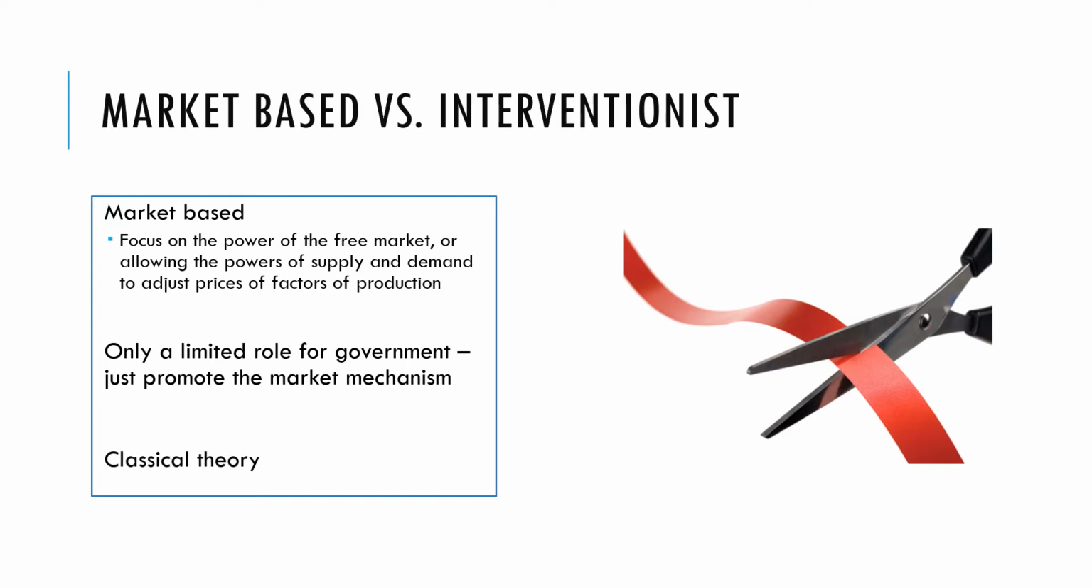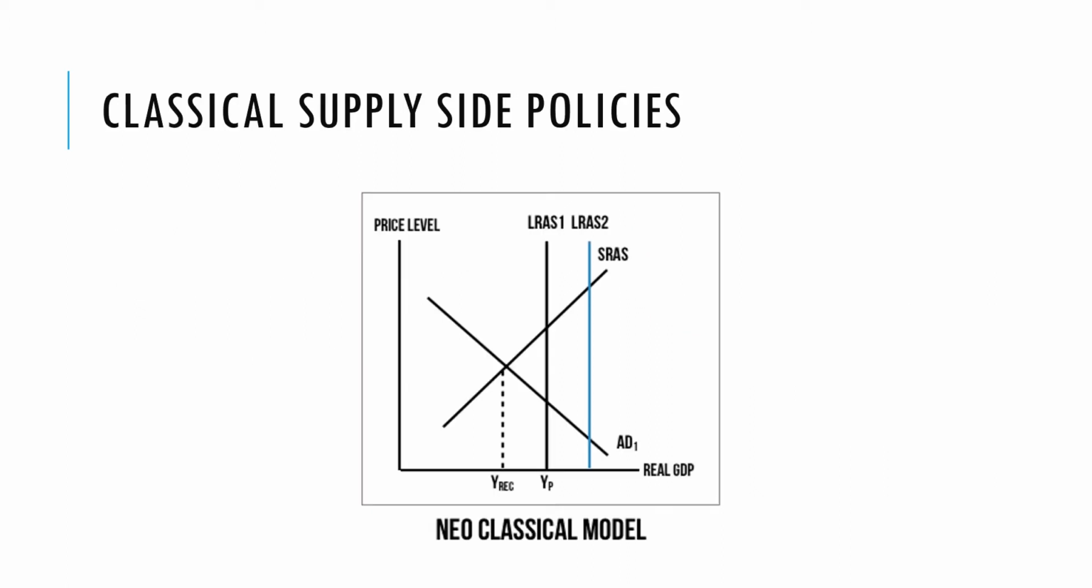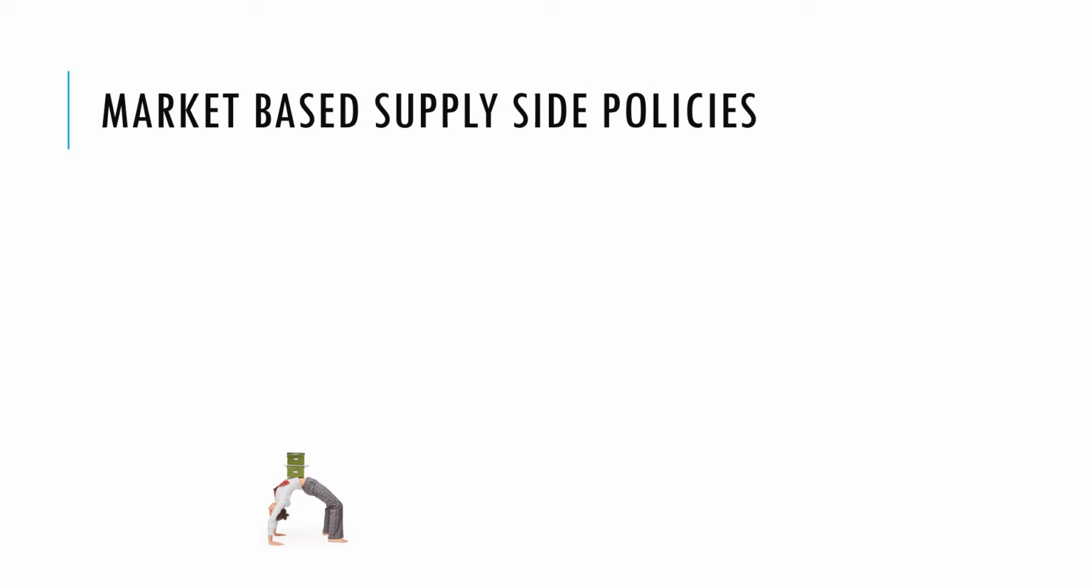So these market-based policies would all go alongside the classical theory, which, if you remember from earlier in the term, was all about minimizing government intervention and allowing markets to work freely. And as such, our ADAS diagram that would illustrate this for a classical based market-based policy would involve the vertical long run aggregate supply curve, which a supply side policy would cause to shift to the right. So to illustrate a classical supply side policy, we would use this diagram. Let's have a look at some examples.